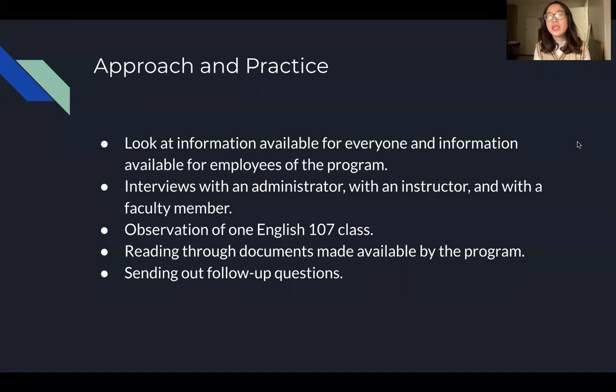So as you can see from the screen, these were the steps that I decided to take in order to gather information regarding the program. So I first looked at information available for everyone on the second language writing program website. And then from there, I also looked at information only available for employees of the program. So if you are a graduate associate or an instructor or an administrator or people that work in the writing program, you actually do have a dedicated website where you need to log in, and you have more information regarding, for example, course content or syllabus or activities or policies and all of that. So it's more geared towards instructors. So I also looked at that.